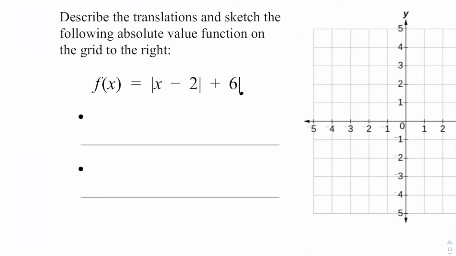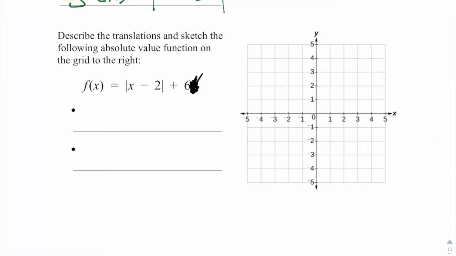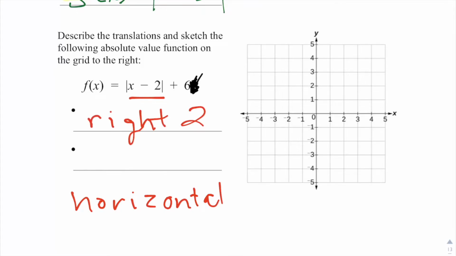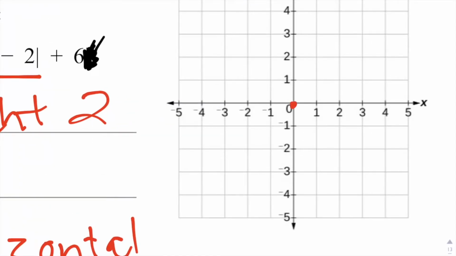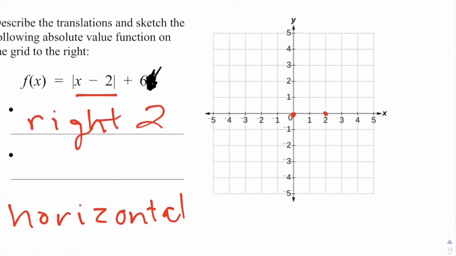I made a little mistake right here. This bar doesn't belong here. So this 6 should be out there just by itself. So let's describe what translations are happening in the following absolute value function. So remember, we always do the inside first, which is the horizontal translations. We remember from previous lessons and also from the one I just did that x minus 2 is going to move this graph to the right 2. So if my parent function's vertex is at 0, 0, I'm now going to move that vertex right 2 to 2, 0. That's the first step.